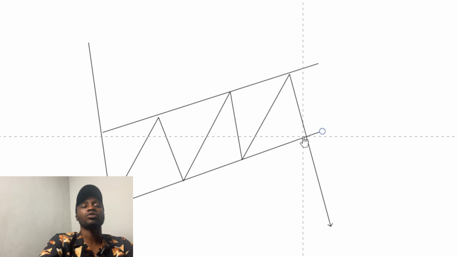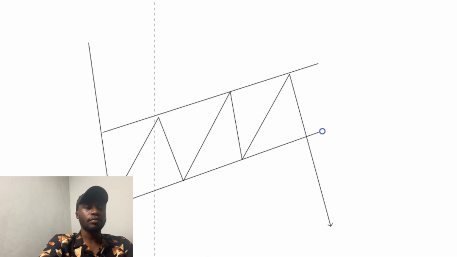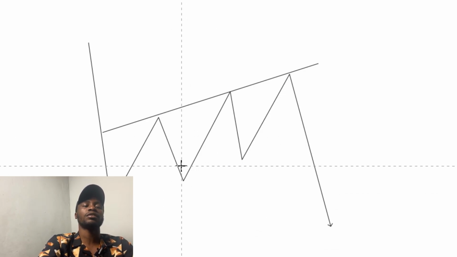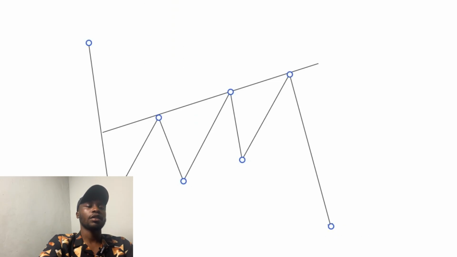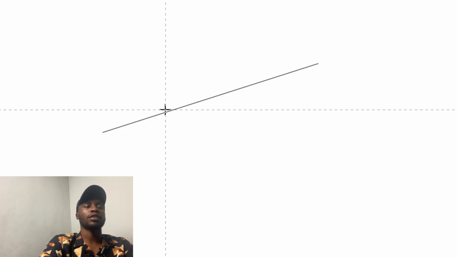So that's it for the continuation chart patterns. Let me show you guys how I trade with trend lines.